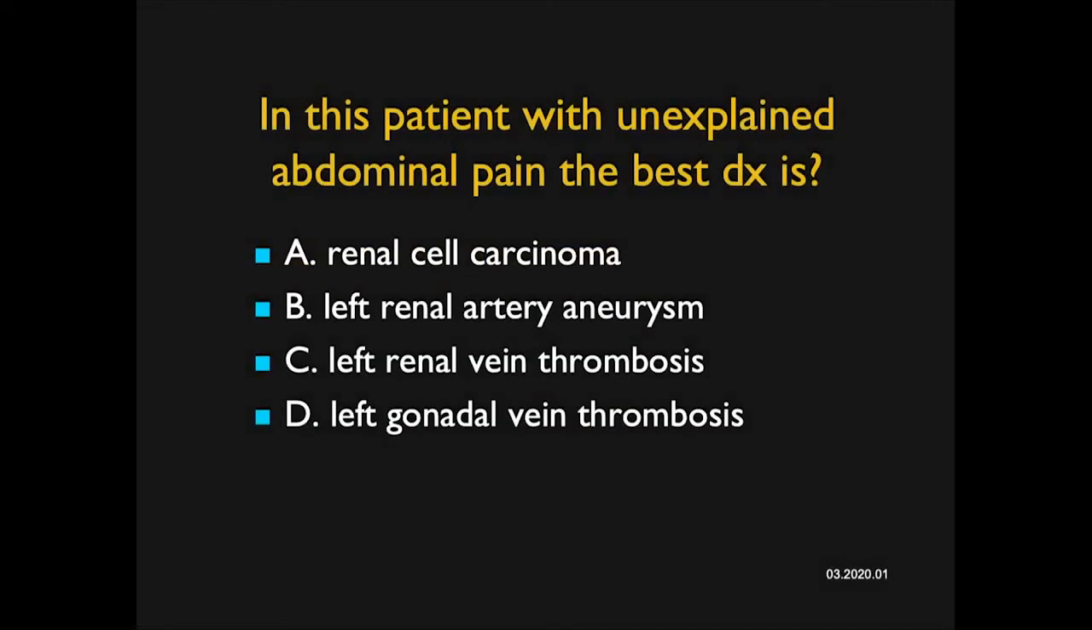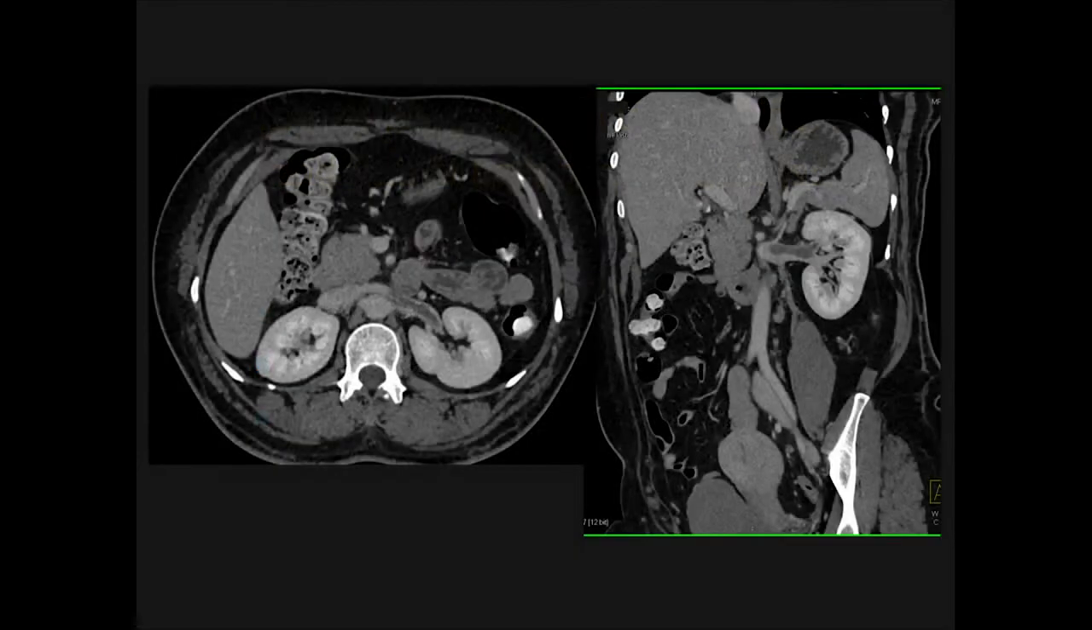In this patient with unexplained abdominal pain, the best diagnosis is, and so when you look at these images, the axial and the coronal, the key finding is look at the left renal vein. There's non-occlusive thrombus in the left renal vein. There's a subtle difference on the axials between the function of the right and left kidney, and the left kidney is a little bit enlarged.